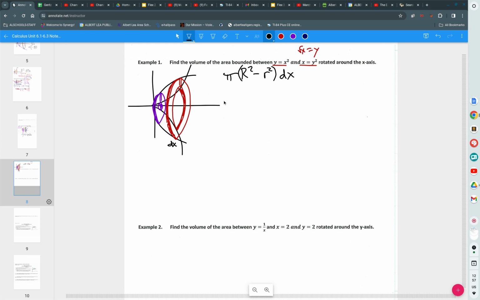x equals y squared. Yeah. Ray already said that you can translate that to y equals the square root of x, agreed? So that's what we want to use for the top, the square root of x. So we have pi times the root of x squared minus, and then what makes the lower part of the radius? x squared.